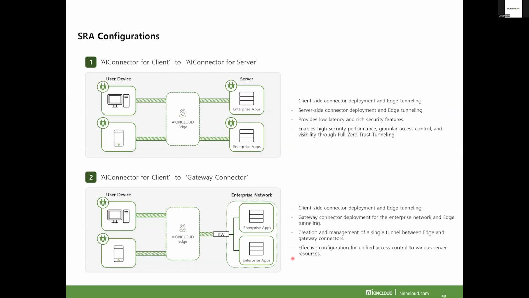So lastly, we're going to take a look at some of the different configurations you might employ in your network topology. The first is if you install agents on everything. So you have the AI connector on all devices and all servers. Now, this provides low latency and the highest amount of security features because we are linking identity to everything. This has the most granular control, and of course, we have secure tunneling to all locations.